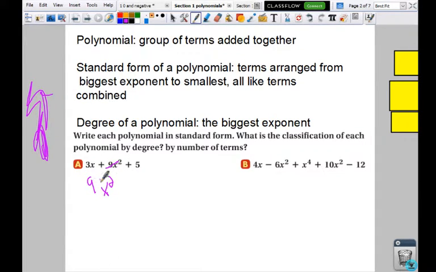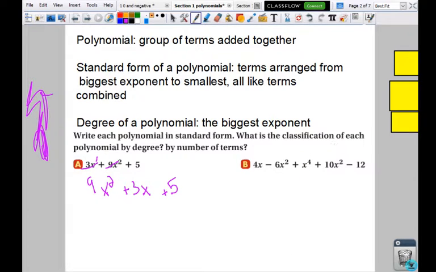My next biggest exponent is, what exponent is on this x right here, even though we're not writing it? 1. So I'm going to go plus 3x. And then I got a plus 5. Alright, it's in standard form. I can't combine any like terms, so that's it for that part.